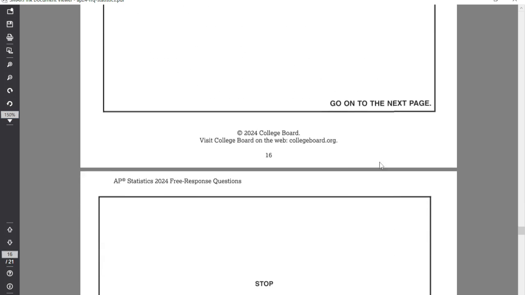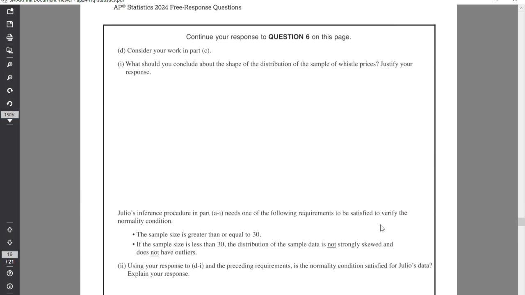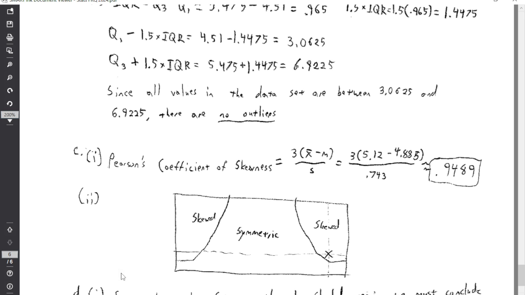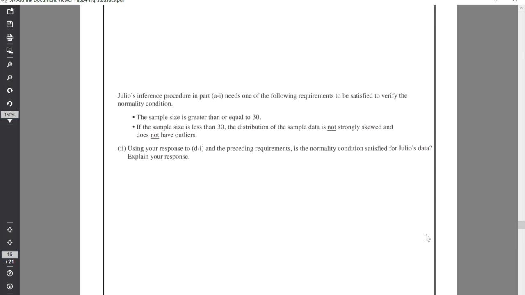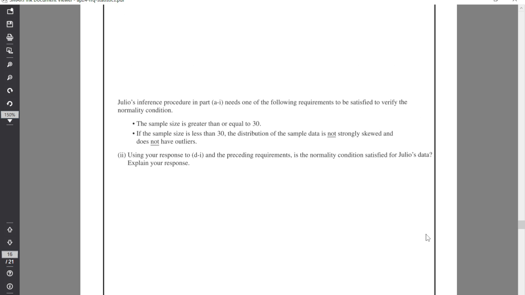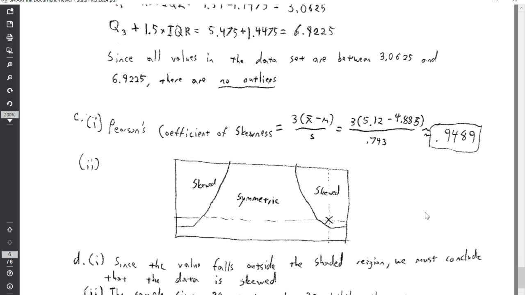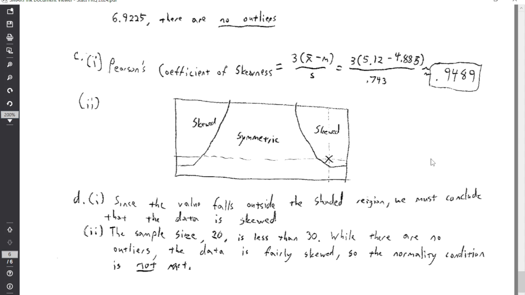So then we go down to ask what we would conclude about the shape. Well, we're backing up what we said earlier about the data being skewed. And that's going to lead us finally to talk about the normality condition, which is laid out here. When the sample size is less than 30, we need to make sure that the data is not strongly skewed. Well, bad news. Our sample size is less than 30 and there are no outliers. We already tested for outliers earlier and said there were none, but we do have a skewed distribution, as we just calculated and concluded. Therefore, we say that the normality condition is not met.